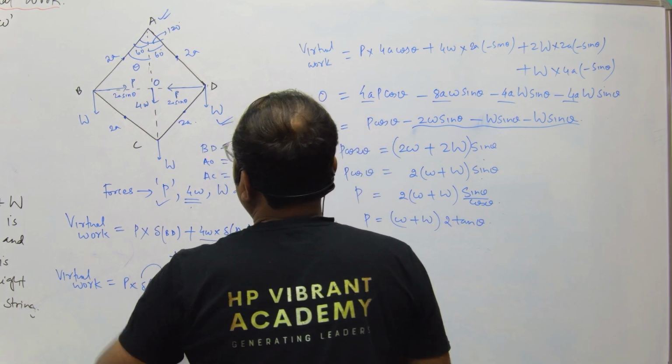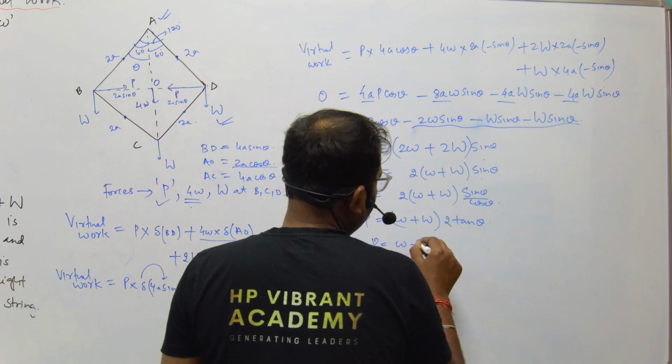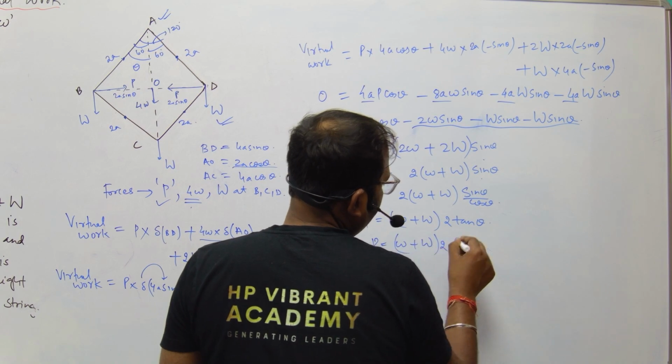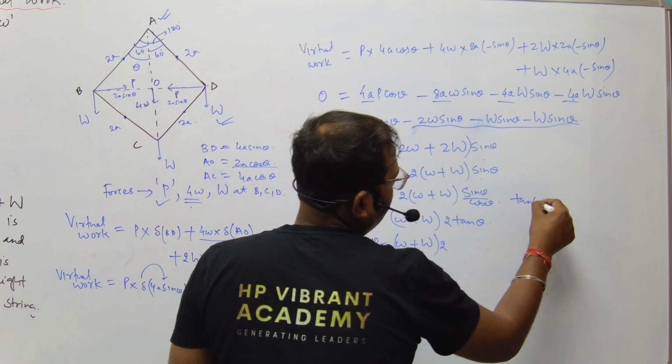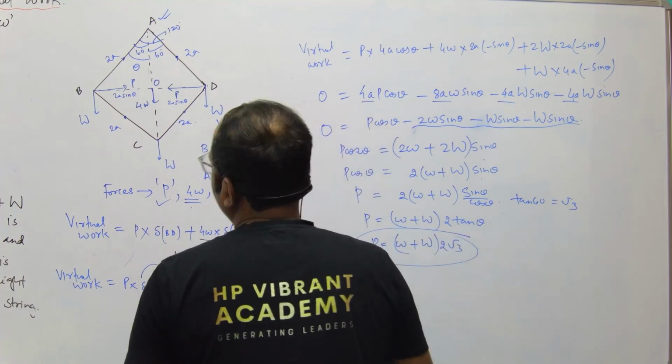Okay, and we have theta is equal to 60 degrees. So P is equal to W plus capital W into 2, and tan 60 is equal to root 3. So this is 2 root 3. This is the value of P.